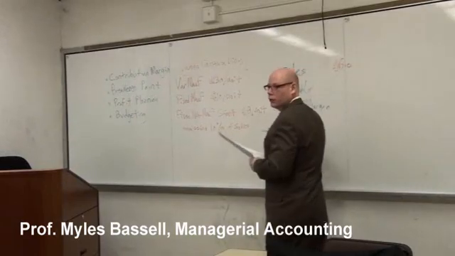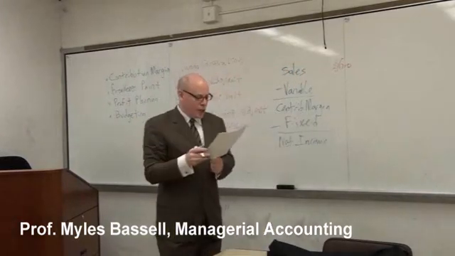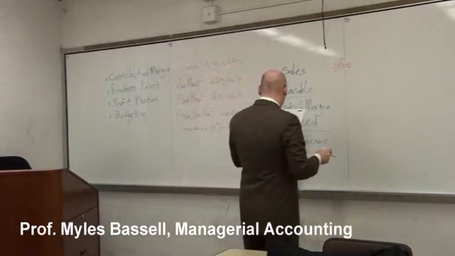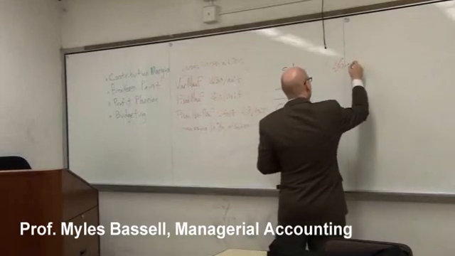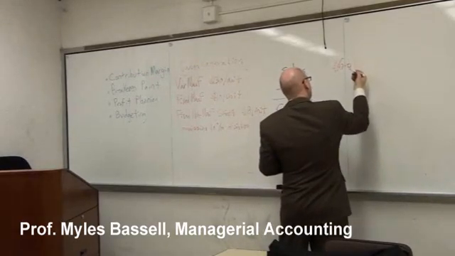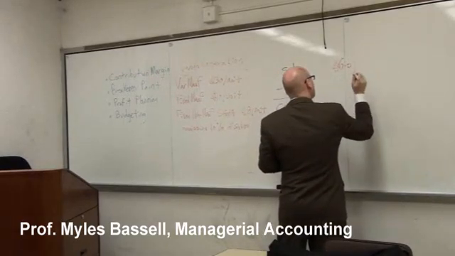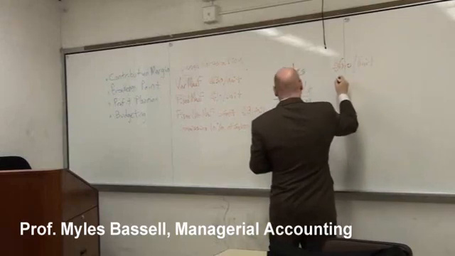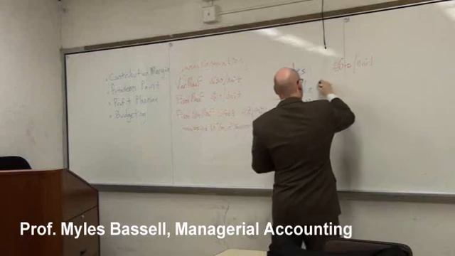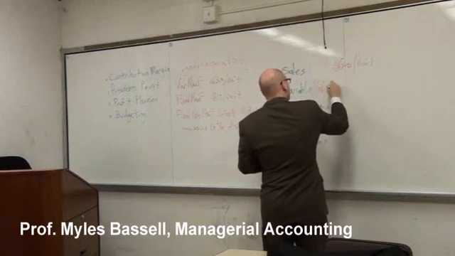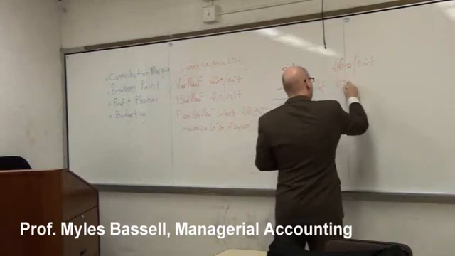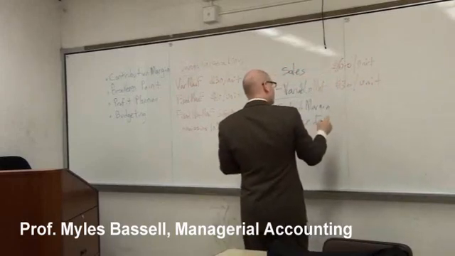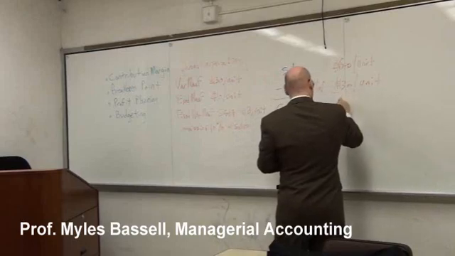What do you think? Is that reasonable? $60 for headphones? Okay, $60. And the variable manufacturing cost per unit, this is per unit. Variable manufacturing cost is $30 per unit. And that gives us a contribution margin of $30.